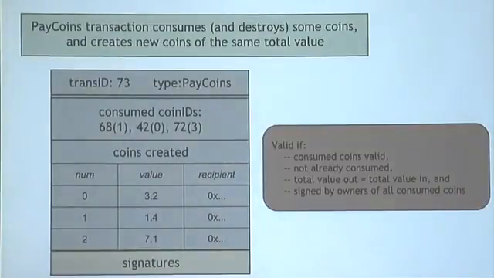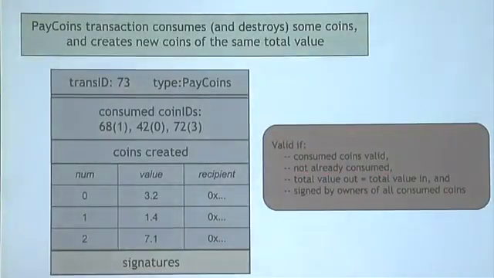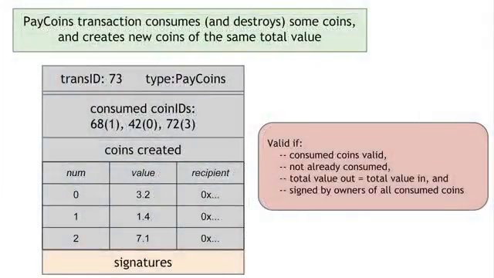The rules of Scroogecoin say that a Paycoins transaction is valid if 4 things are true. First, that the consumed coins are valid, that is, they really were created in previous transactions. Second, that the consumed coins were not already consumed in some previous transaction. That is, that this is not a double spend. Third, that the total value of the coins that come out of this transaction is equal to the total value of the coins that went in. And finally, that the transaction is validly signed by the owners of all of the consumed coins. If all of those things are true, then this Paycoins transaction is valid.